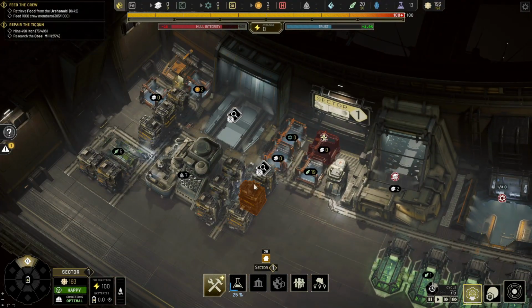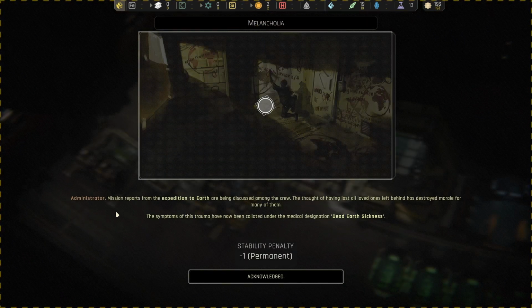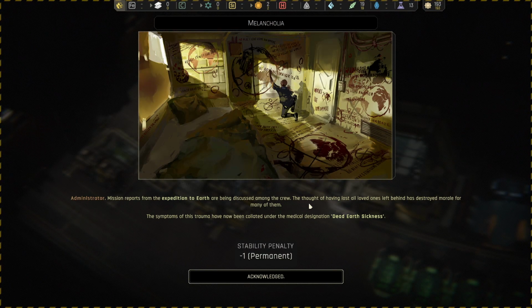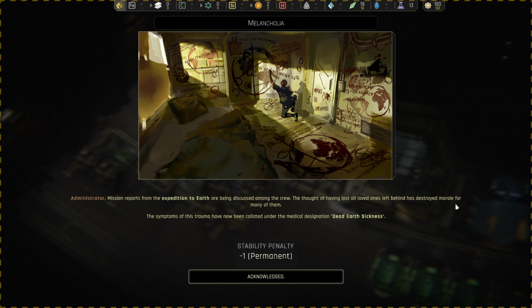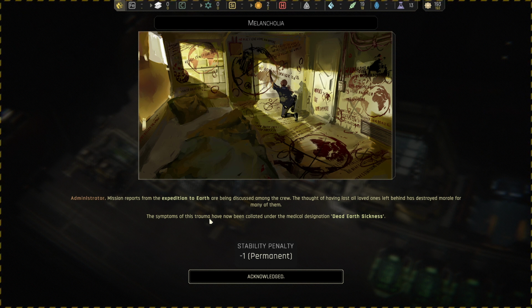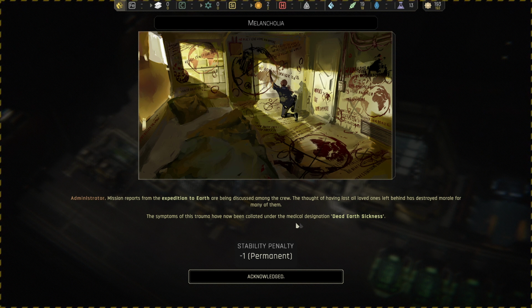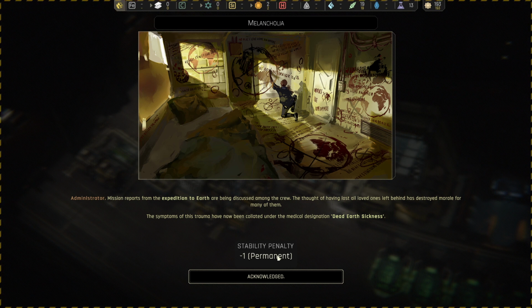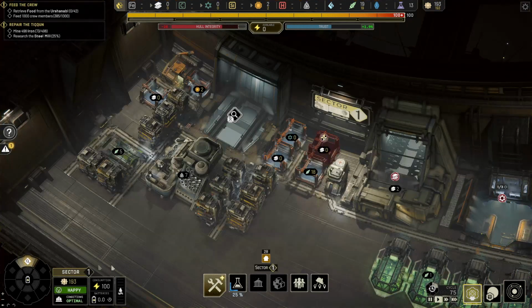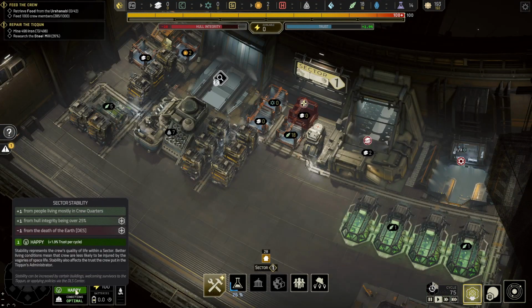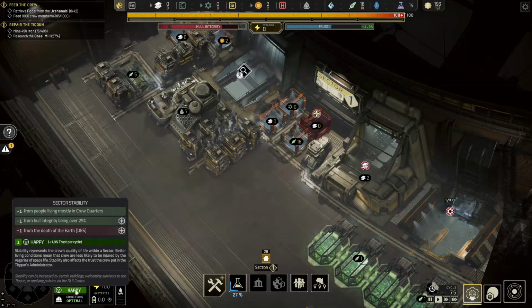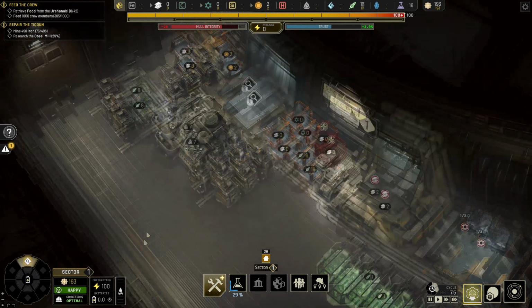Okay, right, anyway, events, here we go. Mission reports the expedition Earth, being discussed among the crew. The thought of having lost all loved ones left behind has destroyed morale for many of them. Symptoms of this trauma have now been classed under the medical designation Dead Earth Sickness. Minus one permanent stability. So people are not happy about what's happened, basically. And I have to try and cope with that.